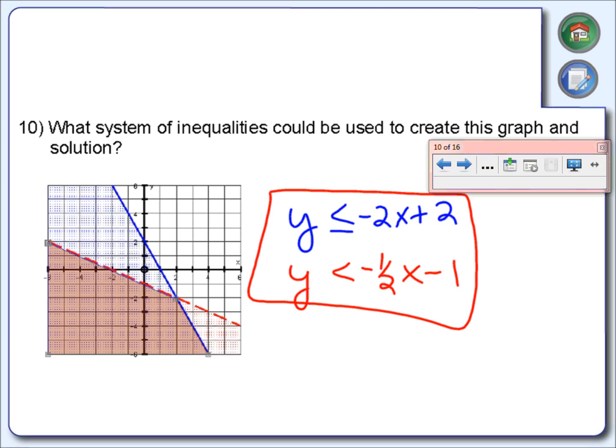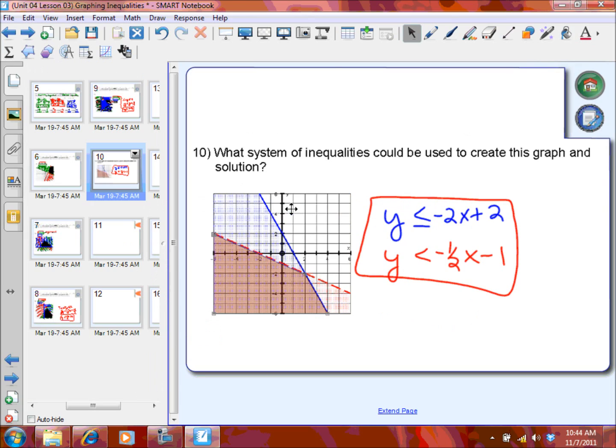So we could go forwards and backwards here. On the test on Thursday, I may give you the graph and ask you to write the inequalities, or I may give you the inequalities and ask you to give me the graph. So just make sure you can work it both ways. All right, so that takes us to the last page.